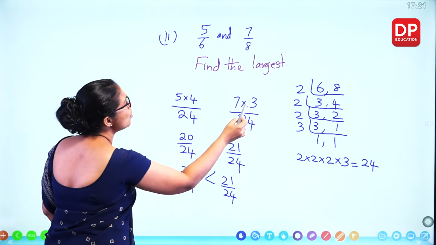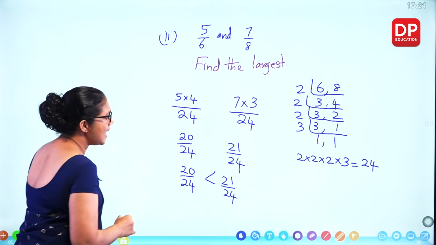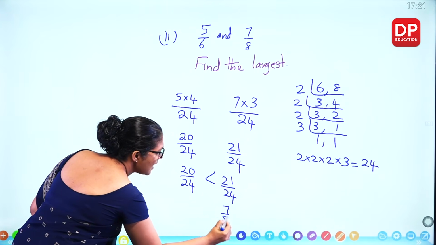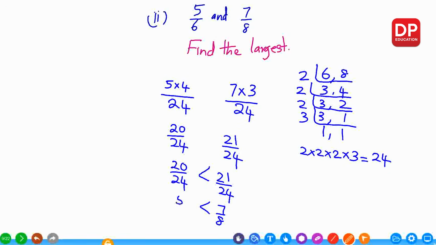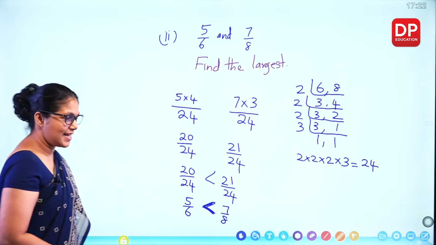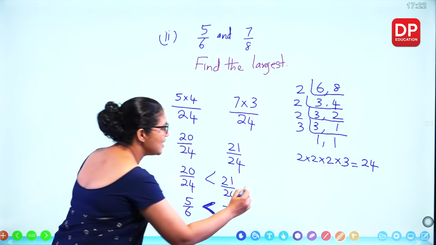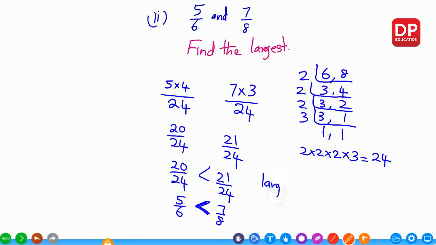So here, what is related to 21 over 24? That's related to 7 over 8. So we can say 7 over 8 is bigger than 5 over 6. So which one is the largest? 5 over 6 is less than 7 over 8. So we can say the largest fraction is 7 over 8.